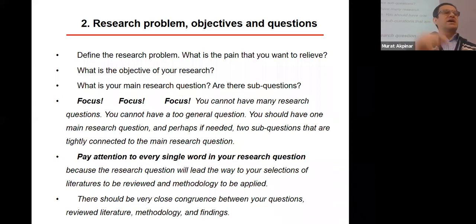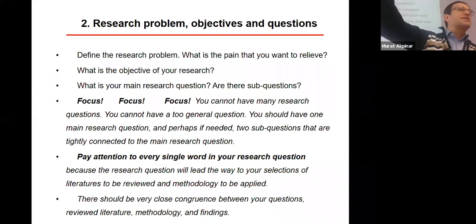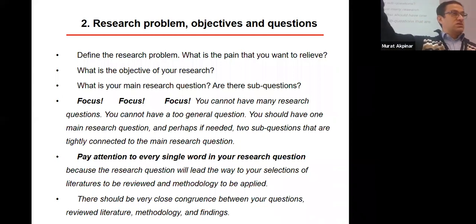My suggestion is aim for 1 question, maximum 2. You may have some sub-questions, but having sub-questions should not mislead you. Those sub-questions should be really sub-questions, meaning that when you answer the sub-questions, you will be answering automatically the main question. So the sub-questions shouldn't be irrelevant from the main question. They should be related to the main question.